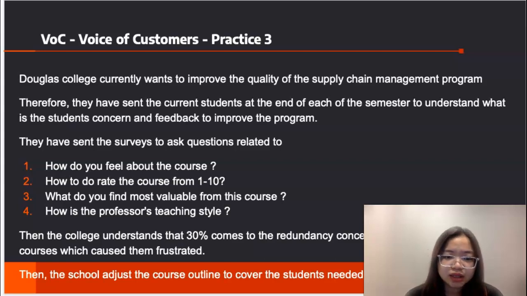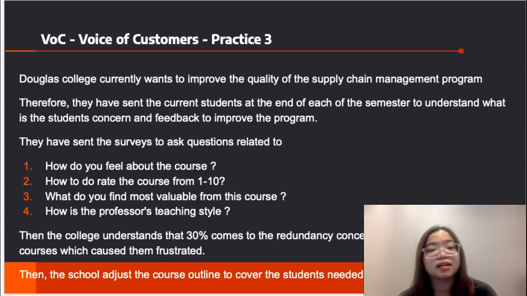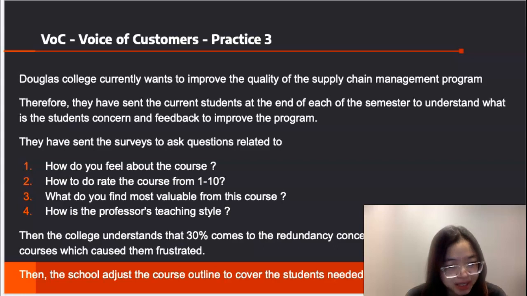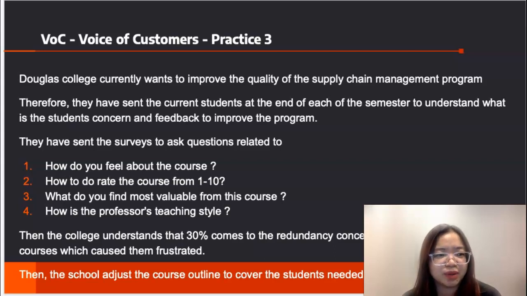And then the college actually understood that 30% came from the redundancy of concepts learned in different courses in supply chain management, which caused frustration because the concepts had already been learned, but then were repeated over and over again in other courses as well, which was very tiring to hear multiple times. And then the school maybe adjusts the course outline, like maybe we're gonna teach the whole section of this concept in one class and then not do it again in the other courses, to cover the needs of the students.